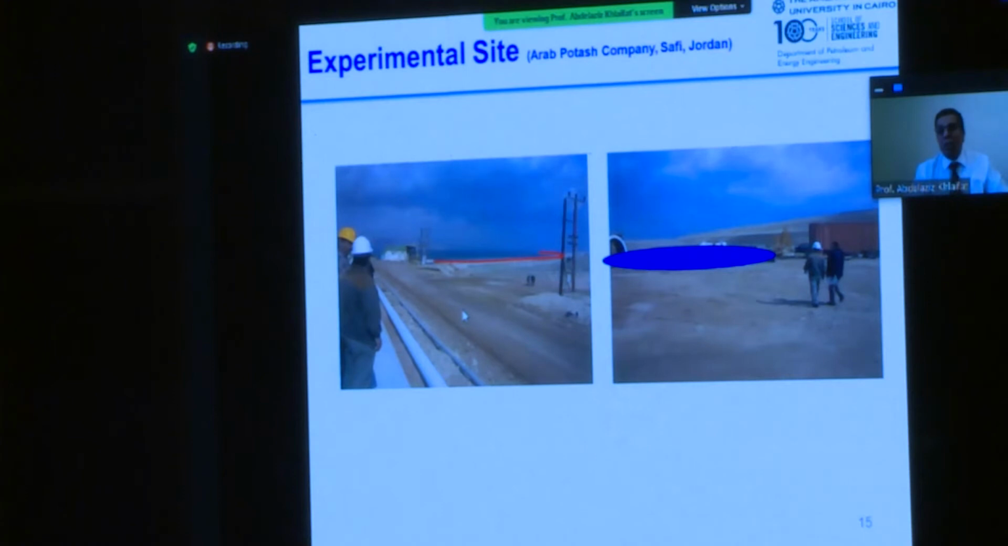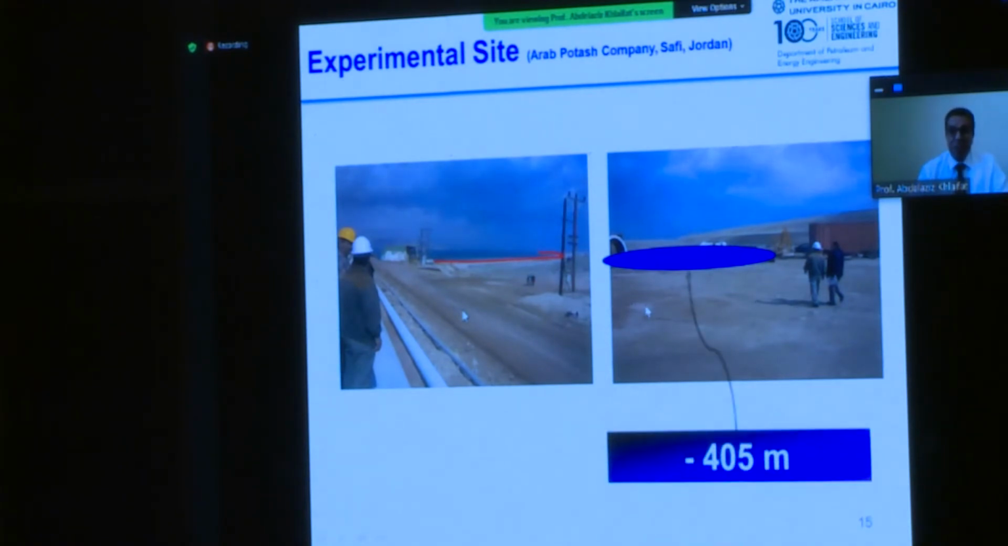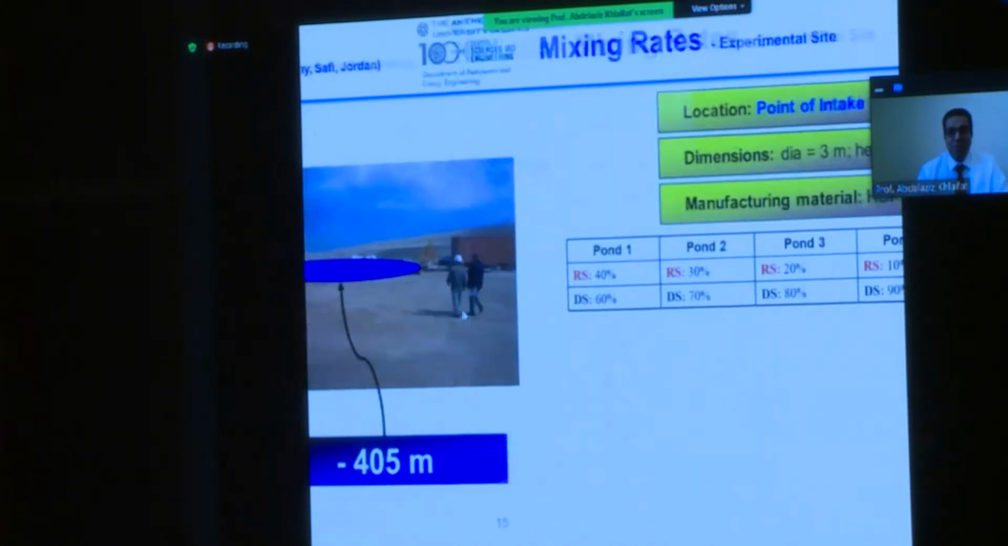So we decided to have our experimental site as close as possible to the Dead Sea, and the site was selected to be in the southern shore next to Arab Potash Company point of intake. It's about 100 meters south of the Dead Sea, and it was located at an elevation of -4 or 5 meters below sea level. Nowadays, the sea level is about 432 meters below sea level.